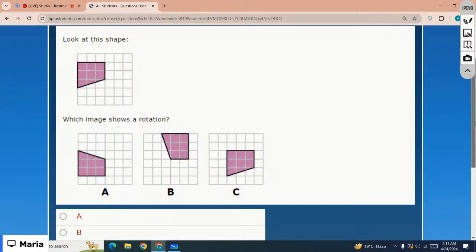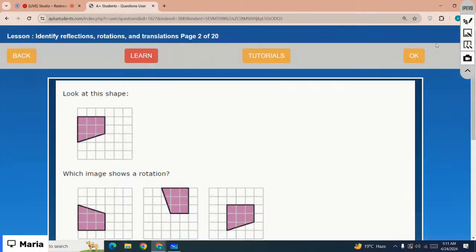The correct option is B. B is the rotation. You can see this point is exactly the same, right? So B is the rotation. The correct option is B.